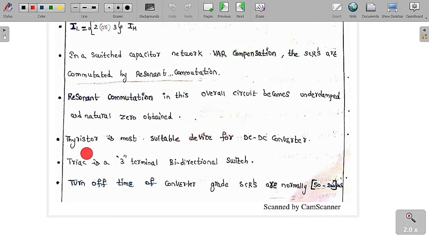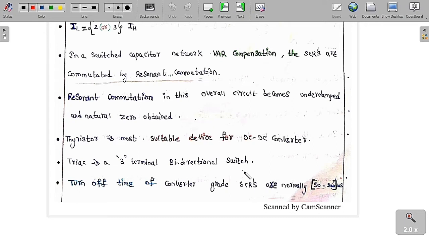Thyristor is the most suitable device for a DC to DC converter. A DC to DC converter is called a chopper. In a chopper, we use only fully controlled switches. Therefore, the thyristor is used with the help of forced commutation circuits, to turn off the thyristors.